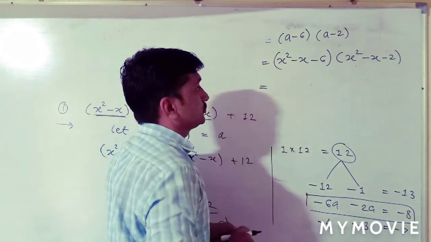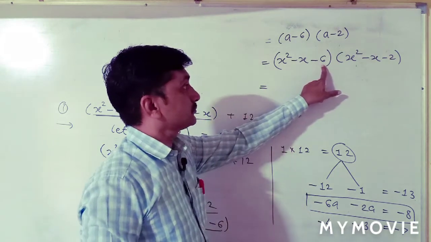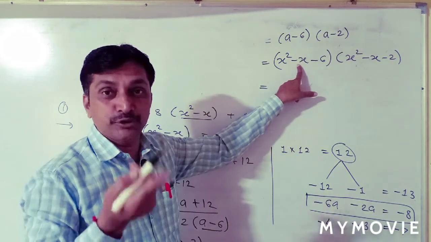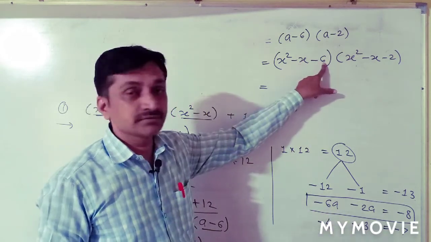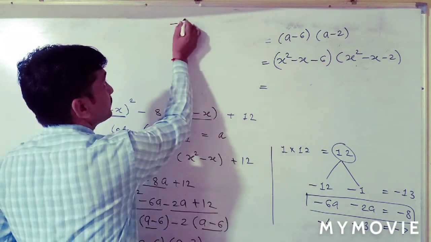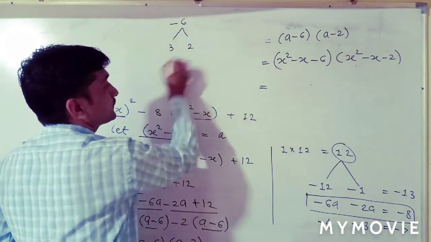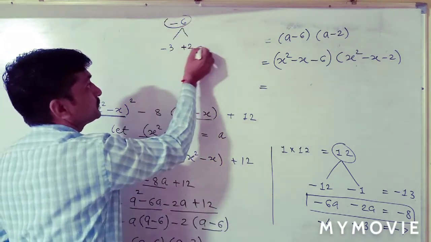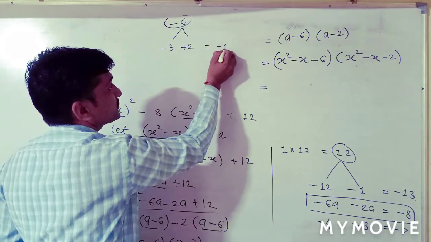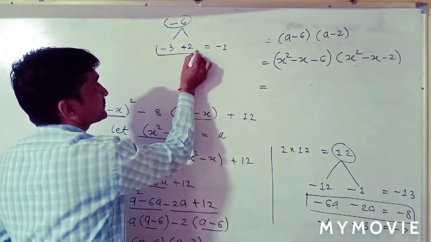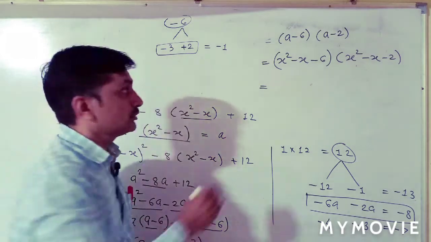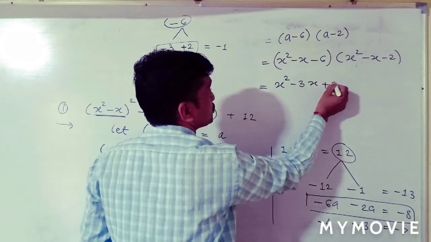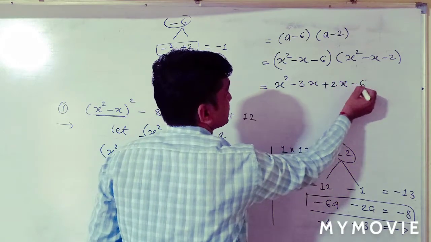Now here minus 6. Factors of 6 with a difference of one: 3 twos are 6. Correct? Factors of minus 6, 3 twos are 6. Middle term minus, product is negative, so opposite. Then what is here, subtraction? Minus 1. These are the factors: minus 3 plus 2. Then right here x square minus 3x plus 2x minus 6.